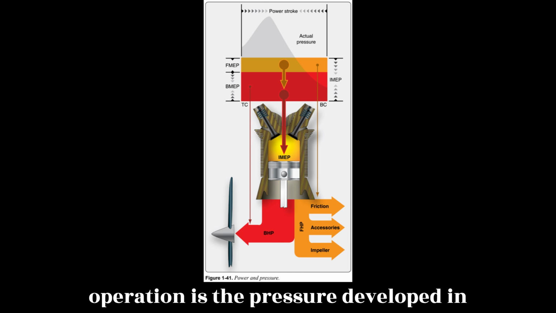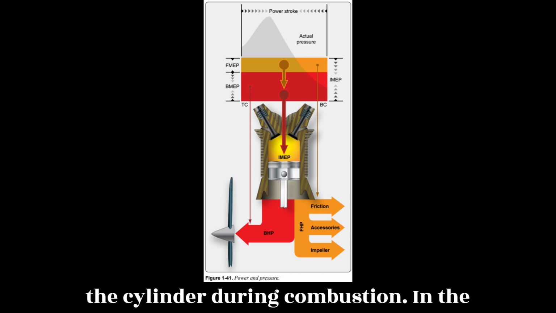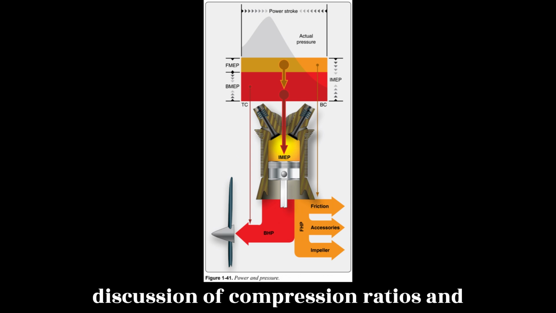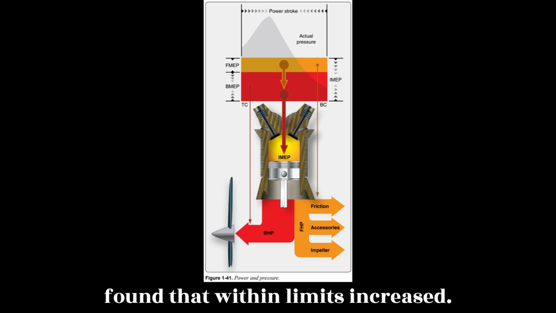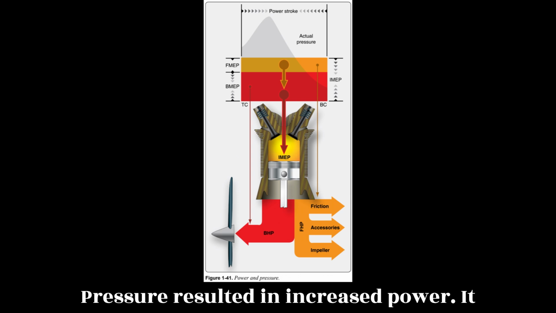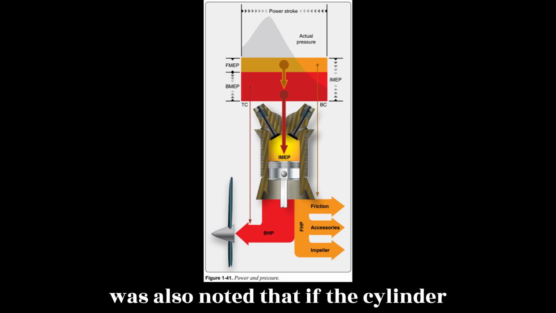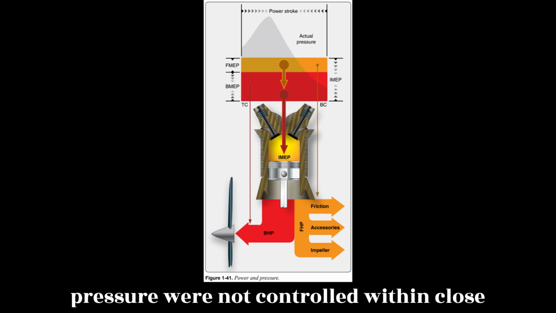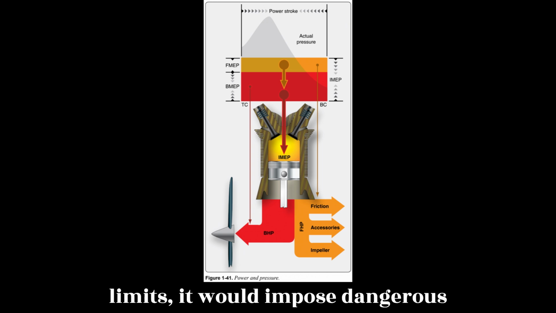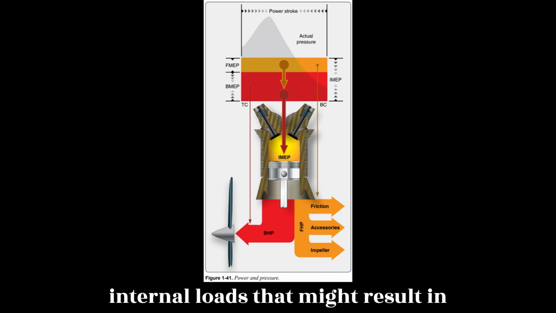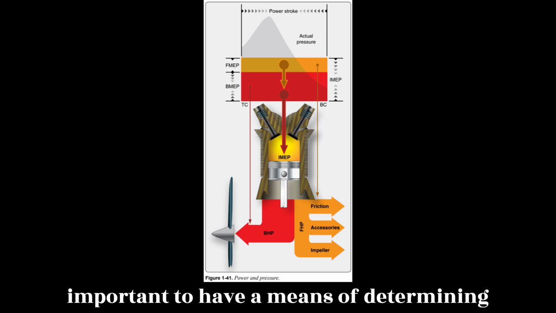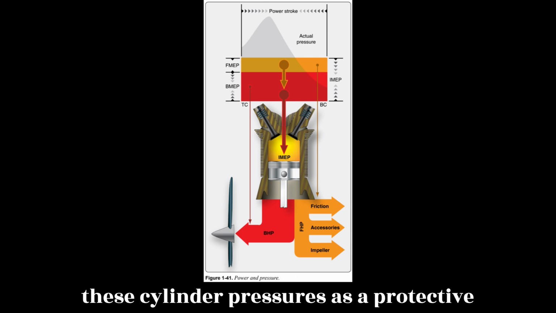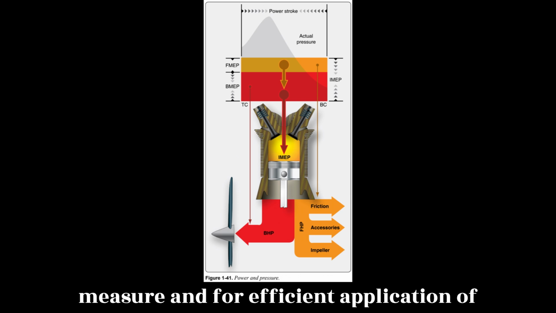One of the basic limitations placed on engine operation is the pressure developed in the cylinder during combustion. In the discussion of compression ratios and indicated mean effective pressure, it was found that, within limits, increased pressure resulted in increased power. It was also noted that if the cylinder pressure were not controlled within close limits, it would impose dangerous internal loads that might result in engine failure. Therefore, it is important to have a means of determining these cylinder pressures as a protective measure and for efficient application of power.